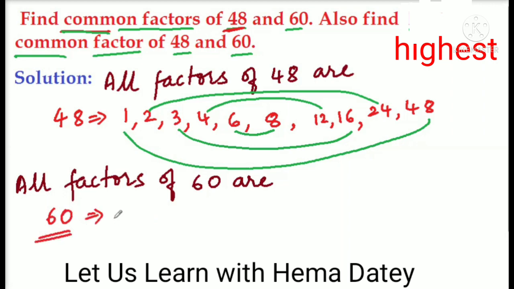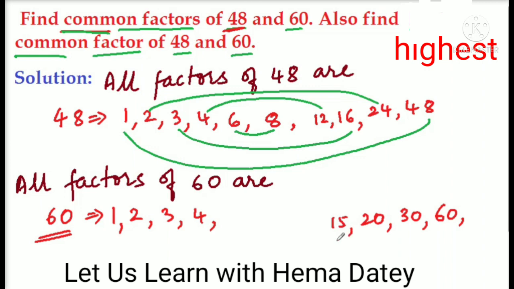When we divide 60 by 1, we get the other factor 60 itself. When we divide 60 by 2, we get the other factor 30. When we divide 60 by 3, we get the other factor 20. When we divide 60 by 4, we get the other factor 15. When we divide 60 by 5, we get the other factor 12. When we divide 60 by 6, we get the other factor 10.